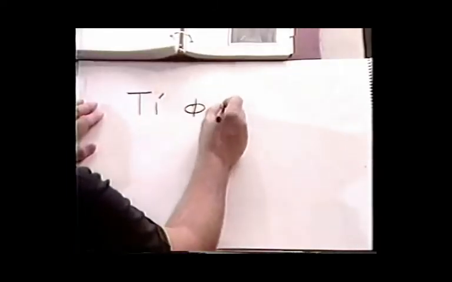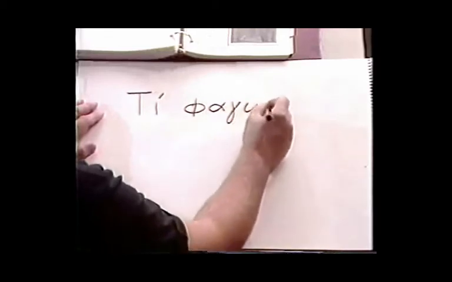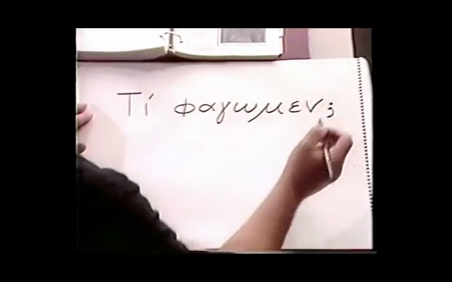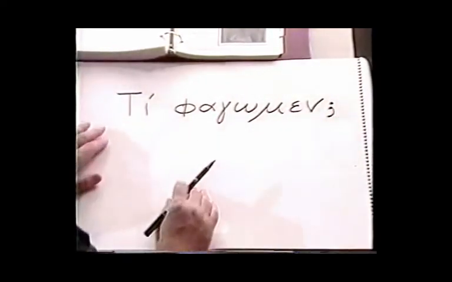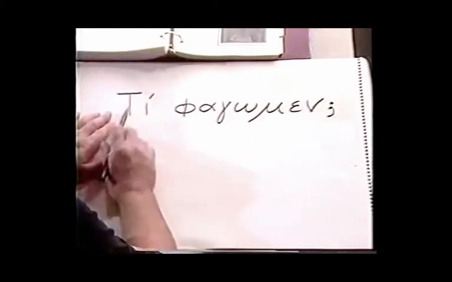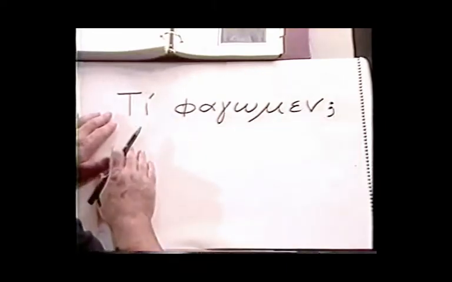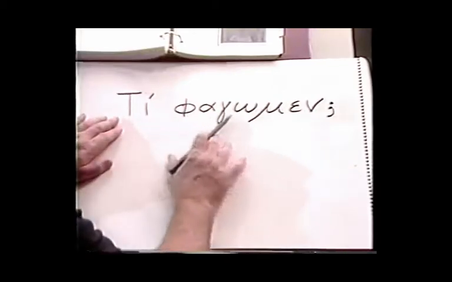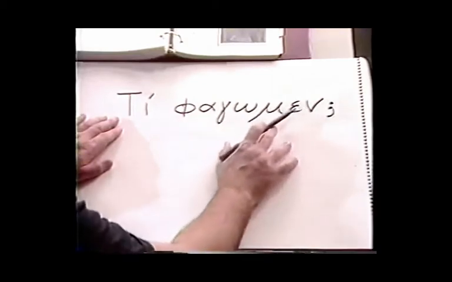Again, I'll write it a little larger here on the pad. Ti phagomen. And we see that we have a question mark. It looks like a semicolon, doesn't it, in English, but in Greek, that's a question mark. All right, when we're looking at a piece of Greek, what do we want to find first? First, we want to find the verb. Well, of these two words, it's obvious this word phagomen is our verb form.